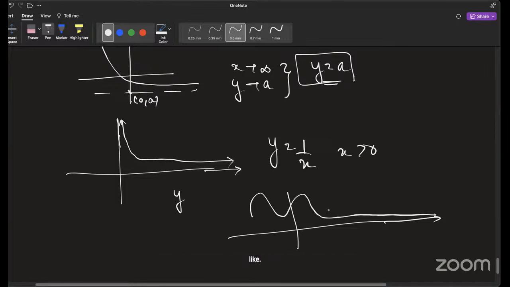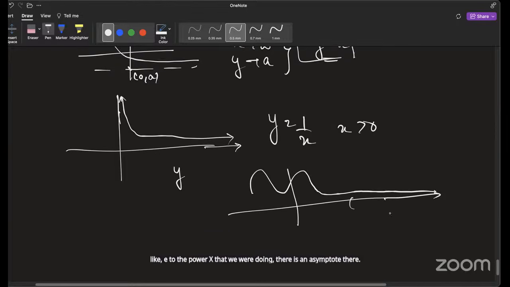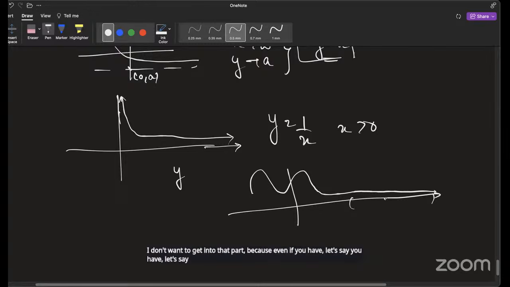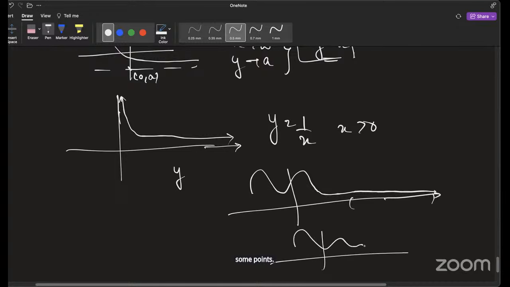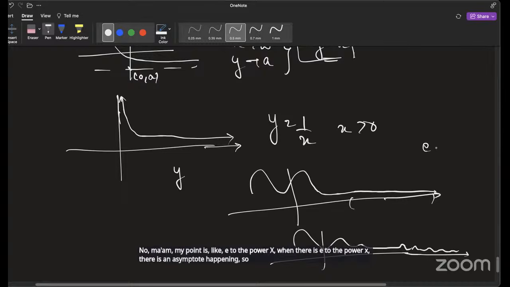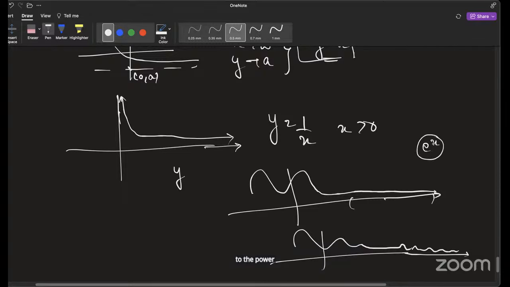Like e to the power x that we were doing, there is an asymptote. That's not how asymptotes happen. I don't want to get into that part because even if you have, let's say, at some points this thing and then it decreases, and after some point it goes like this and then decreases again. Ma'am, my point is, when there is e to the power x, there is an asymptote happening, so we can say that it is a 1-1 function, because there is a straight asymptote happening in e to the power x.